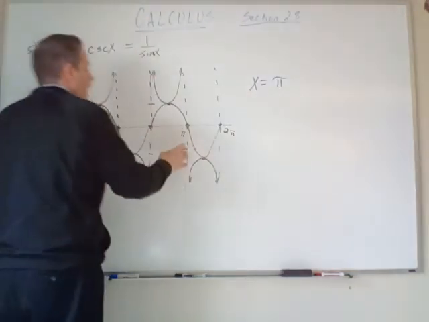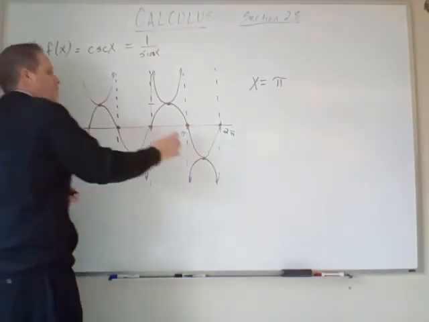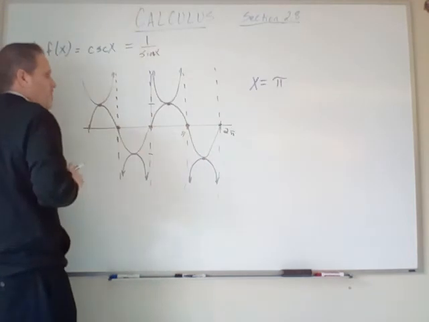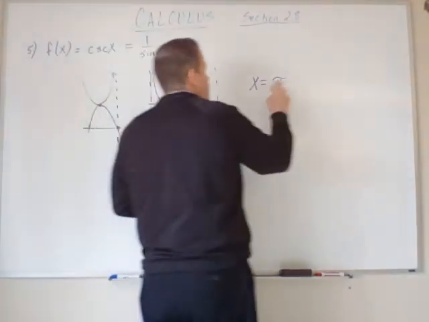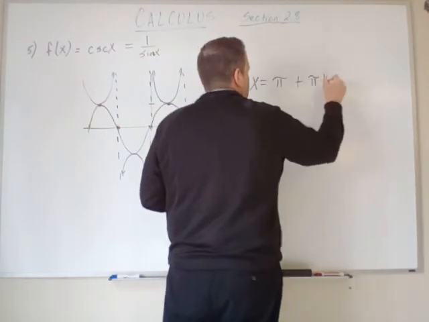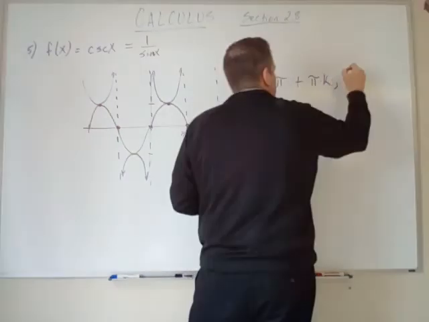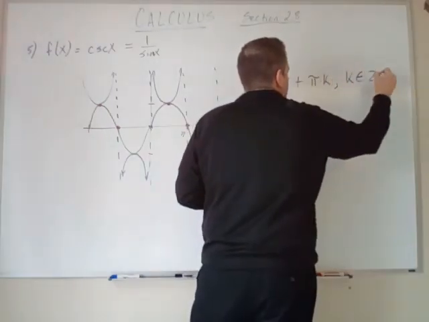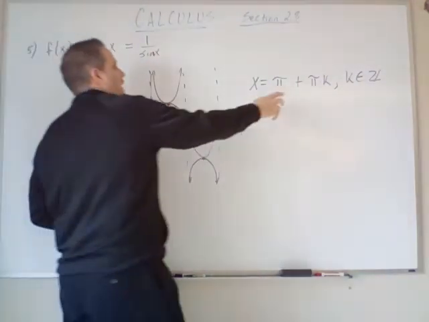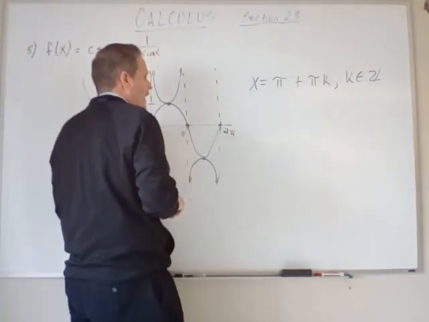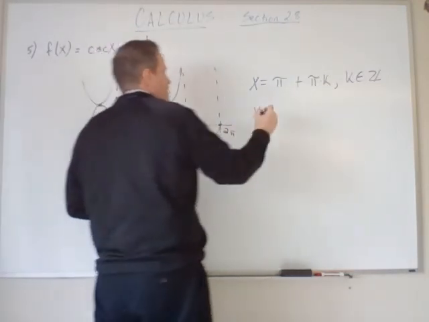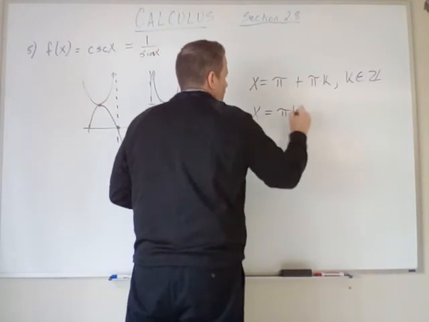So if I have one at pi and the period is 2 pi, that means I jump a distance of pi to the right or pi to the left, I'm back to an asymptote. So that means that my equation is x equals pi plus pi times k. Okay, and if we're going to bring a variable in, we better say where k comes from. K is a member of the integer set. And in this case, because we're adding pi times k to pi, we can make that a little more succinct and just say x equals pi times k.